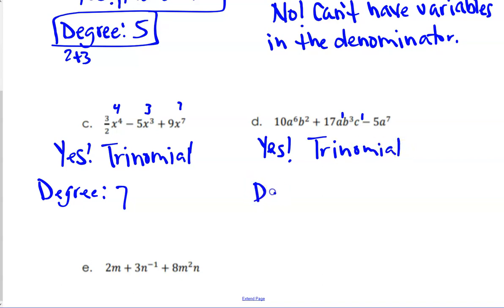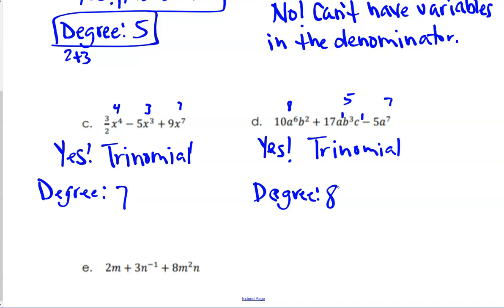The degree. So remember, I need to find the degree of each piece, and my highest degree is my degree overall. So the degree of this piece, I have to add my exponents. This is going to be 8. The degree of this, well, it's going to be 1 plus 3 plus 1, so it's 5. And this degree is 7. So the degree of the entire polynomial is going to be 8, because that was the highest degree for a term.